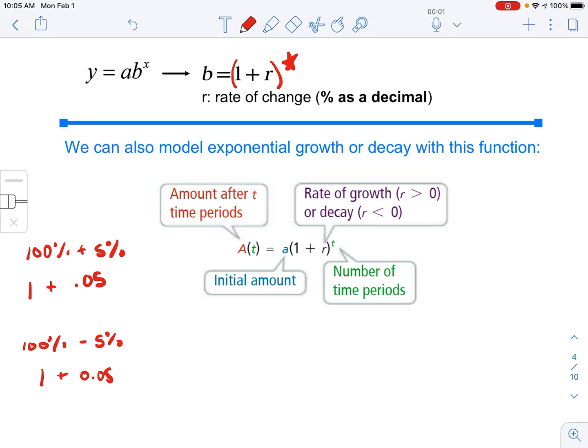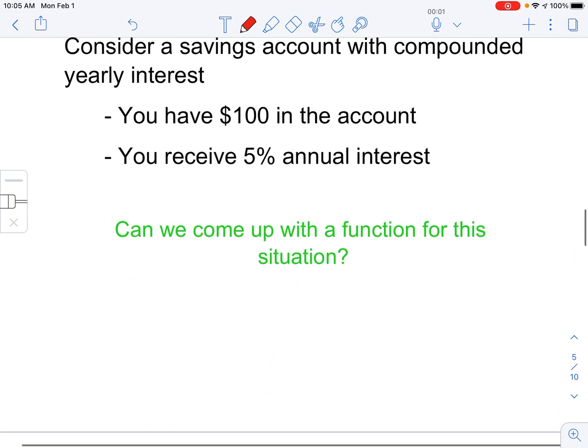Now we're moving into function notation. Remember, A of t is the same as y. It's just using function notation. That's what you get at the end of your calculations. A is still our initial amount, and t is still the number of time periods, except now you'll see more questions using t to represent time as opposed to x. And the only change that we see is that we are doing 1 plus r instead of having a b value, which we will calculate as we see to our left. Okay, so let's jump into this type of question.